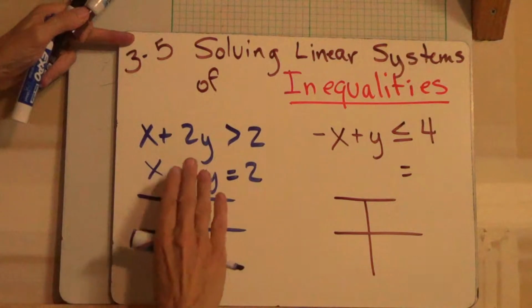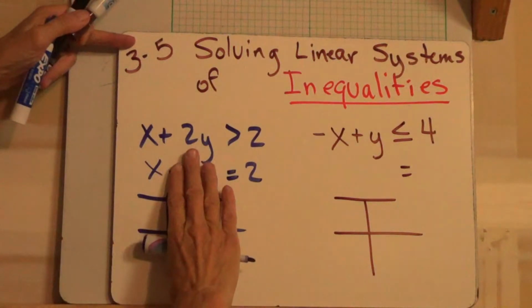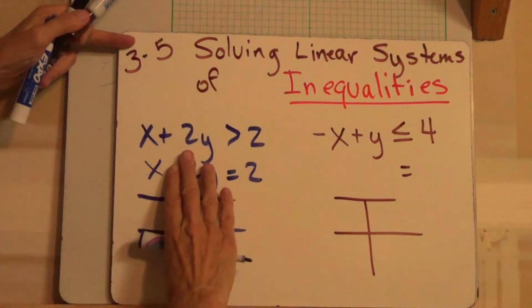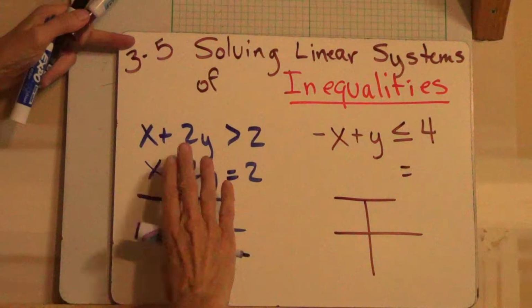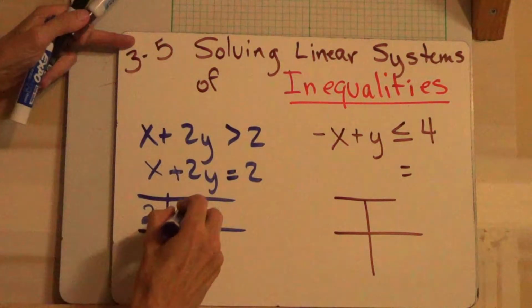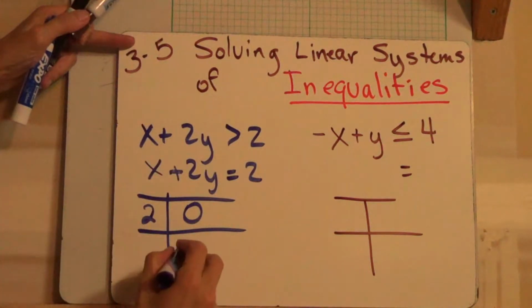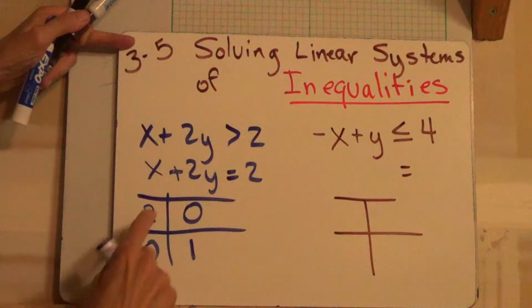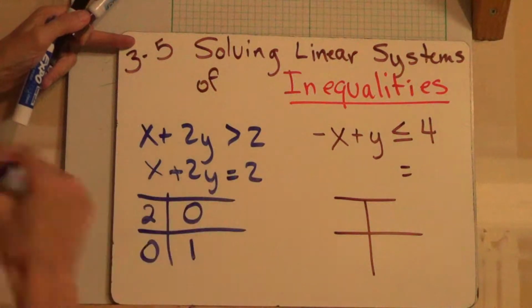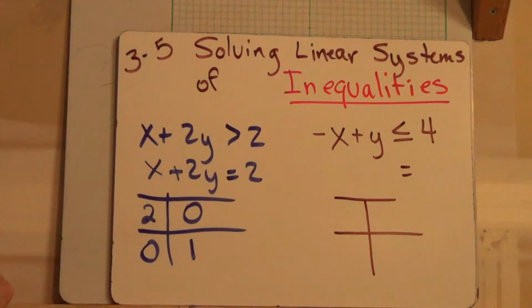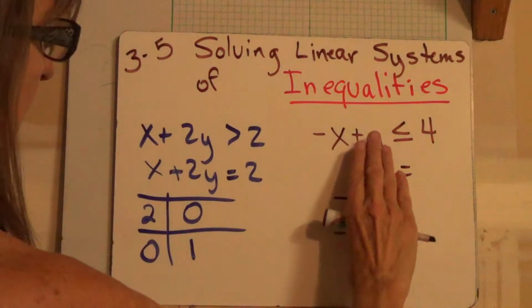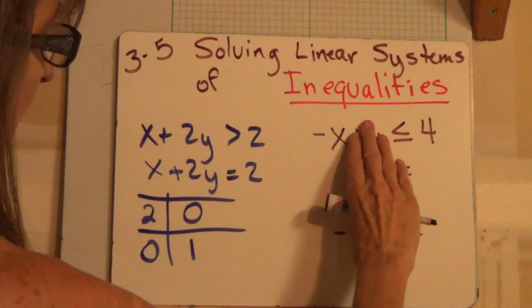Now we find our x-intercept, cover up the y as though it's got a 0 on it. Y is 0, then x equals 2. Now if x is 0, then y would equal 1, because 2 times 1 is 2. Now we do it on the other side as well, just to get this line ready to go.